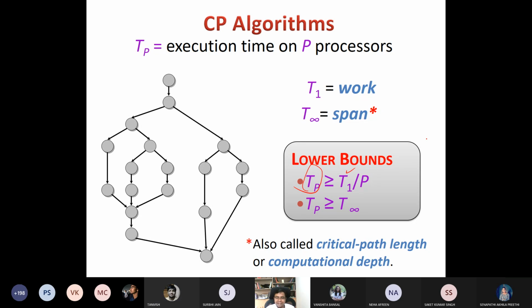Even if there is no precedence, still I can say it. And can I say TP is always greater than or equal to T infinity? It cannot be lower than T infinity because that is the critical path. Whatever number of processors you take, TP must be greater than or equal to T infinity. Tasks on P processors cannot finish in less than the critical path.